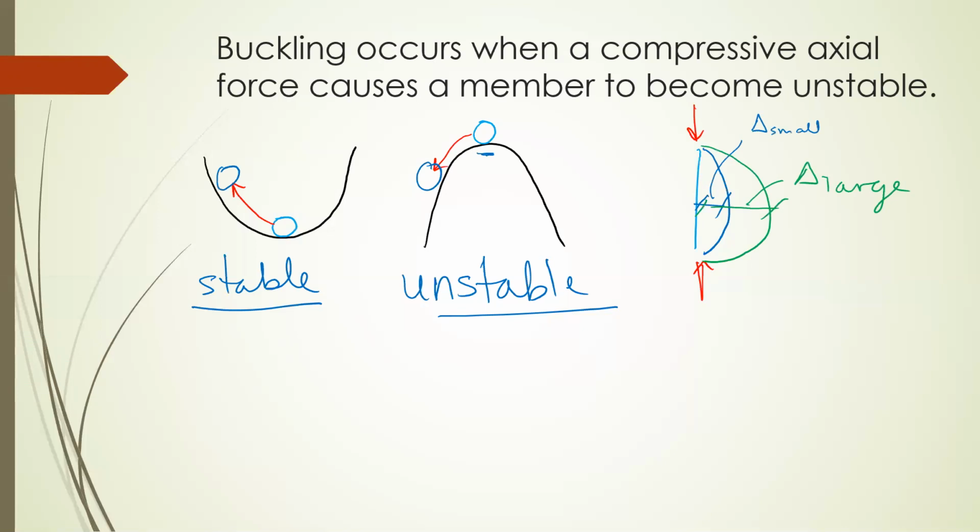So stability is a measure of whether a member that is deflected will return to its original position. The transverse deflection does not necessarily occur, but if we see that, it's a common visual indicator that buckling has occurred. And this deformation, like I said, is not proportional to the load applied.